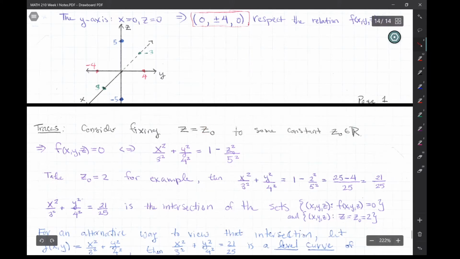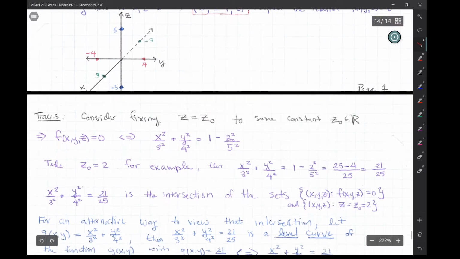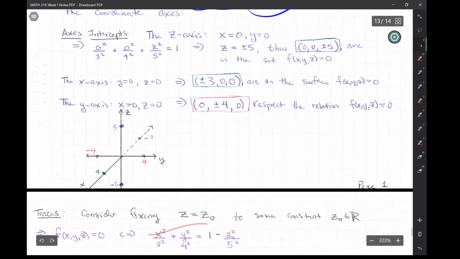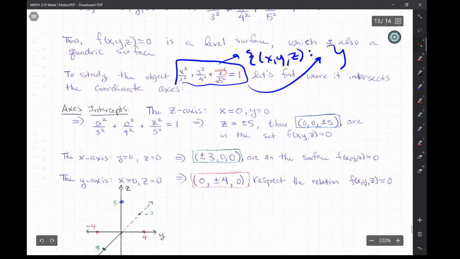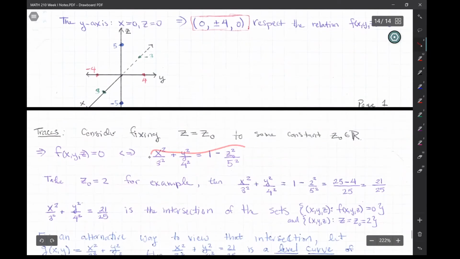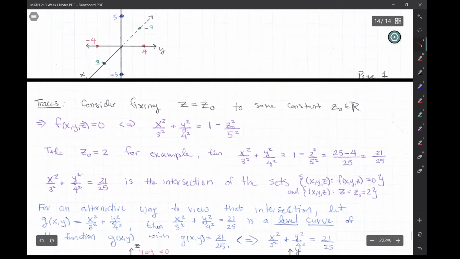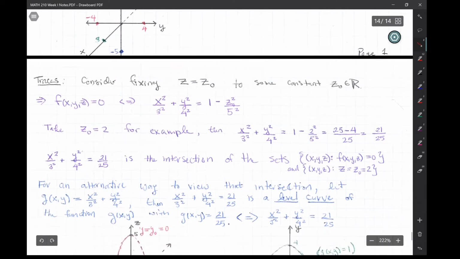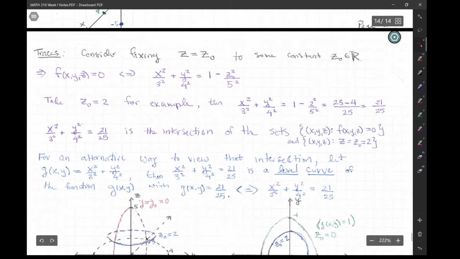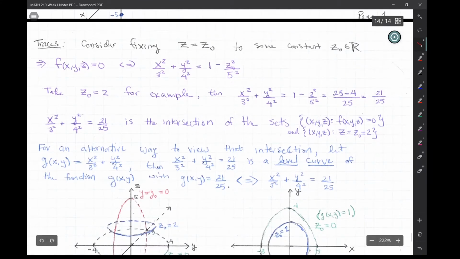But let's think now of z being equal to some constant z naught, so we're not changing it. Since we're considering z a constant, let's move it to the other side, and we get this relation here. The left-hand side may remind you of ellipses, and you would not be wrong. Taking the concrete example of z naught equal to 2, then 1 minus 2 squared over 5 squared is going to be 21 over 25. And so we have this thing here.